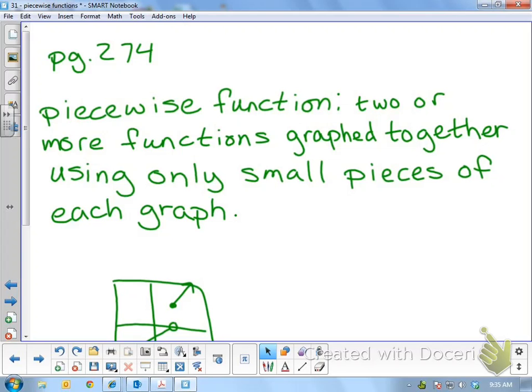Okay, everyone should be on page 274. We're going to be talking about piecewise functions today. If you brought your book, get out a blank piece of paper, and use a blank piece of paper, please.